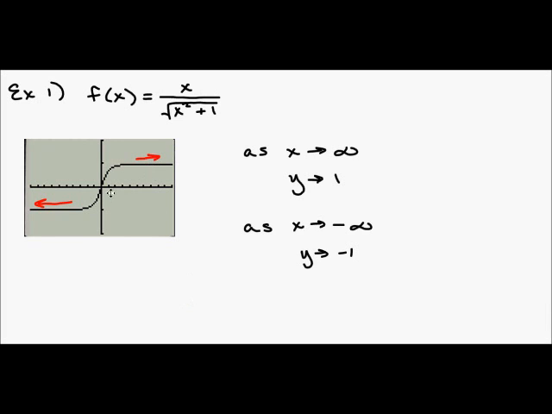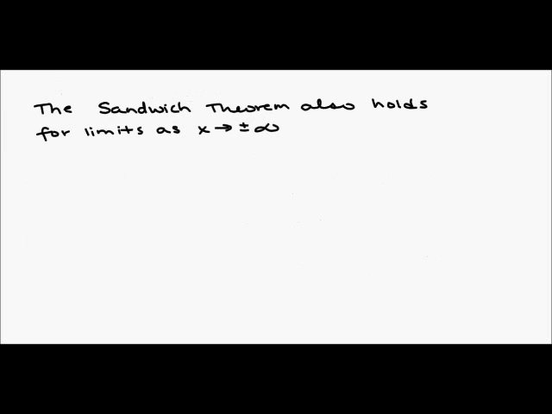So we have then two horizontal asymptotes, one at y equals 1 and one at y equals negative 1, because the horizontal asymptotes are where you have the infinite limits with x, okay? So here and here. We can also use the Sandwich Theorem to find limits as x tends to plus or minus infinity. So that will also work here.